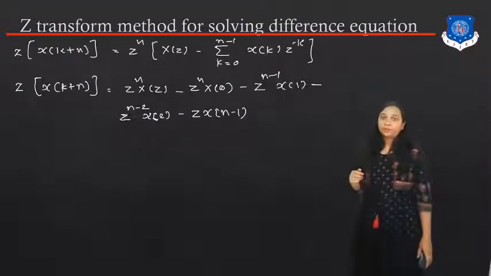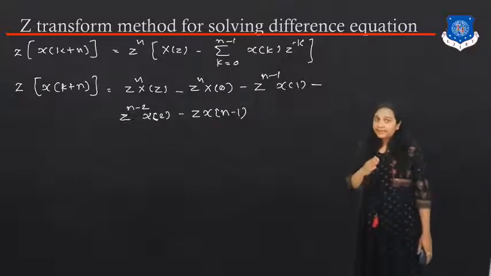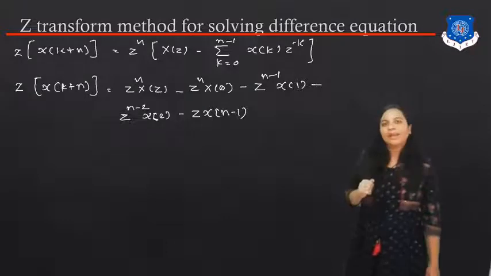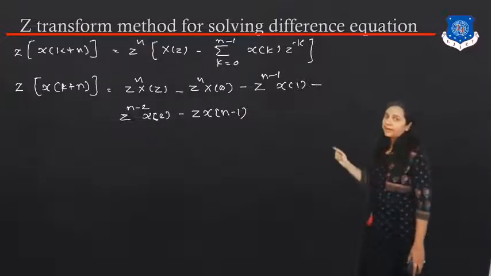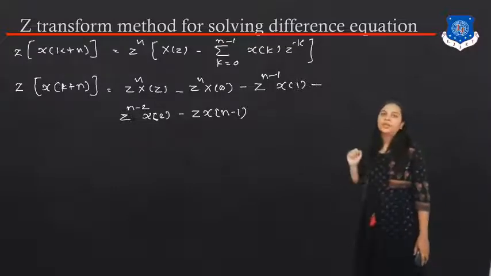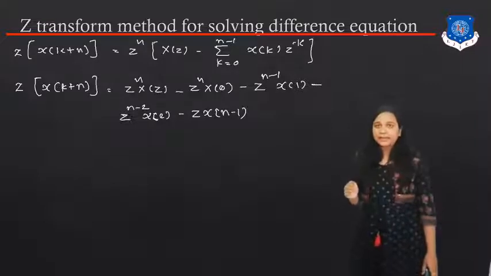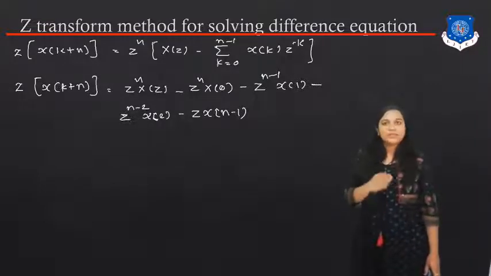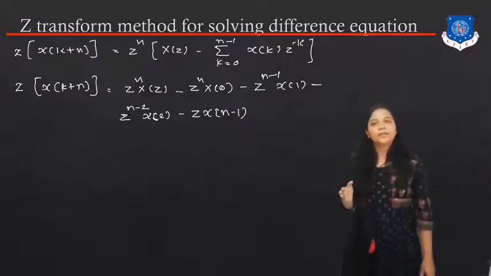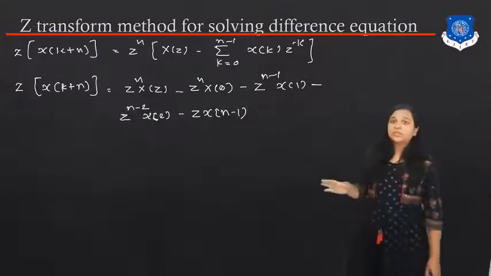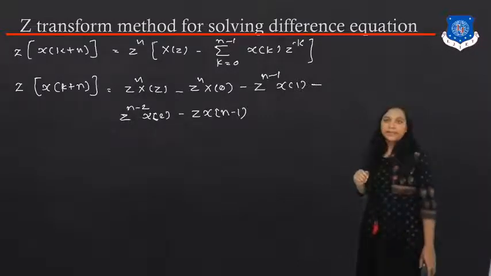Next we can put k is equal to 2. Okay, so z raised to n as it is, then x of 2 and z raised to minus k, that is equal to 2, that means z raised to minus 2. So it becomes z raised to n minus 1 into x of 2 minus z x of n minus 1. So we can continue this system up to k is equal to n minus 1. So this is all about the Z of x of k plus n.